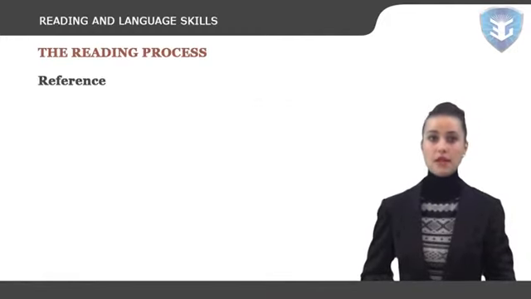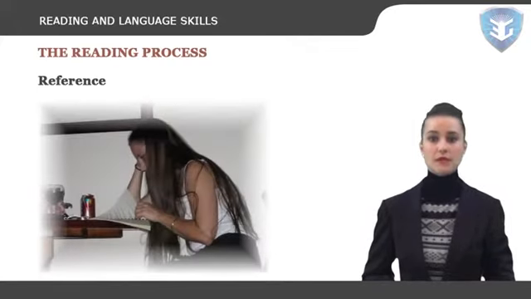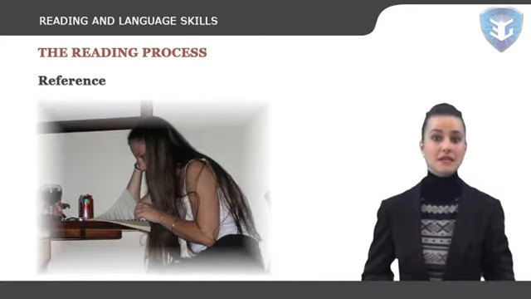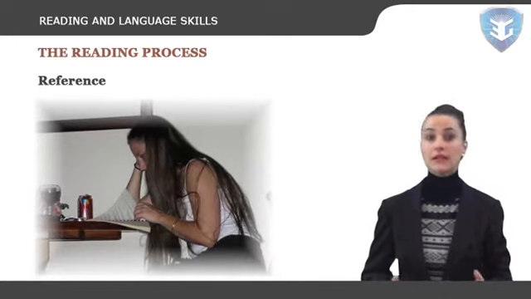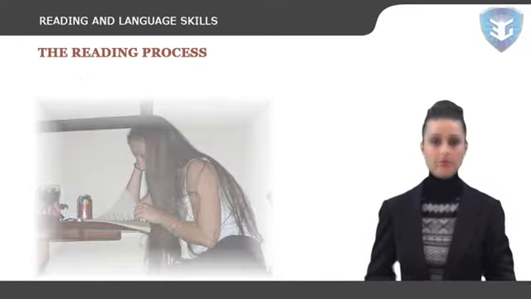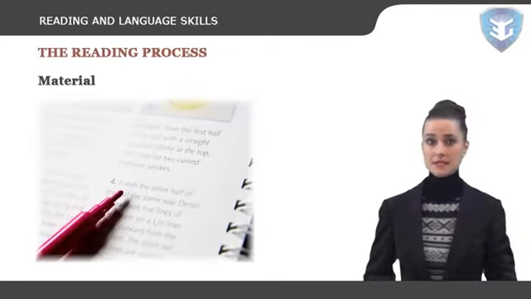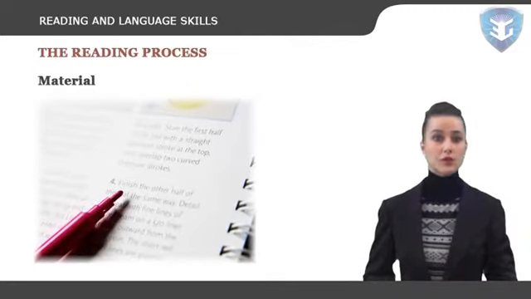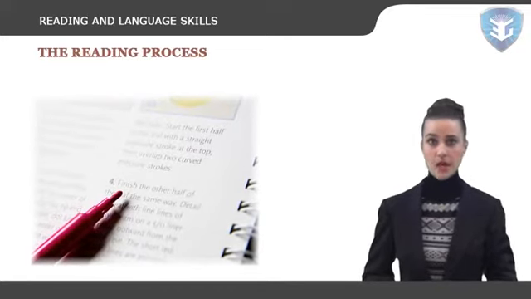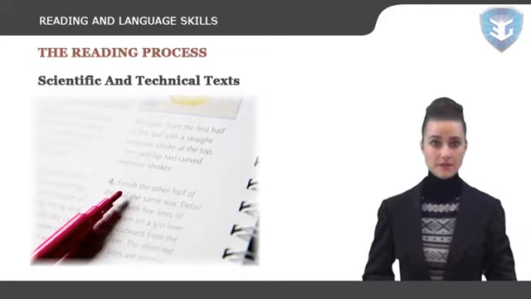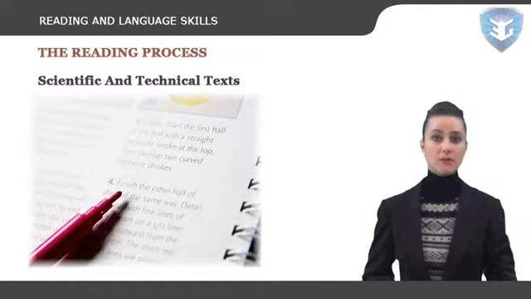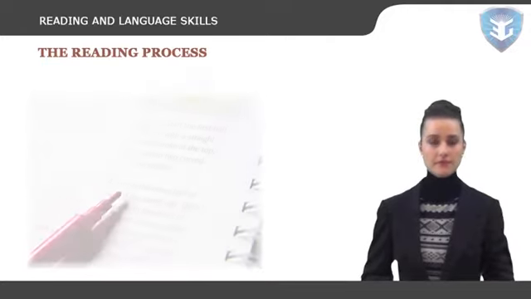Reference. In the reading process, reference is a relation between objects in which one object designates or acts as a means by which to connect to or link to another object. Material. The collection of words, sentences, or paragraphs which a reader is utilizing during the reading process is referred to as material. Scientific and technical texts. This is the material available in book form. It is the printed work regarded in terms of content.